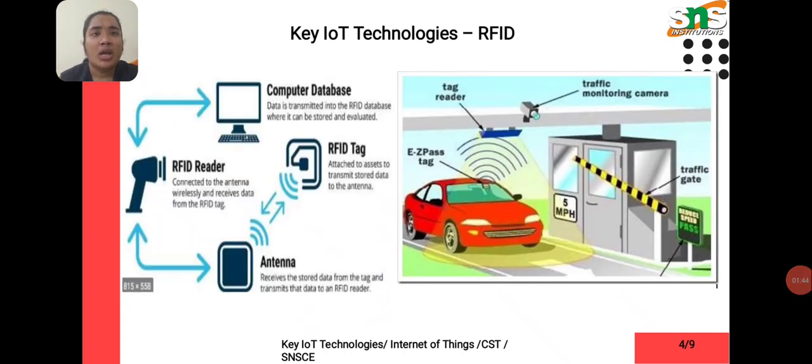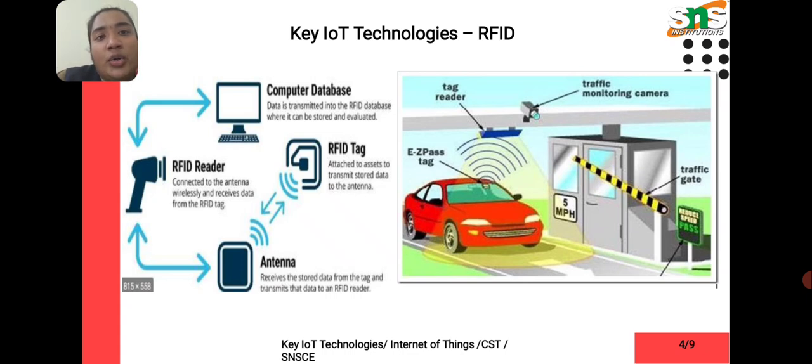Next is a computer database, RFID reader, antenna and RFID tag. First, the RFID tag. This RFID tag consists of transmitting storage data. The stored data is transmitted from the RFID tag, and an antenna receives the stored data from the tag and transmits the data to an RFID reader.